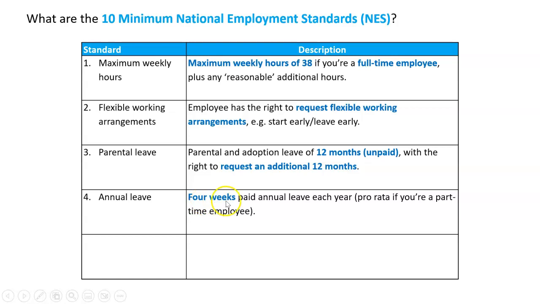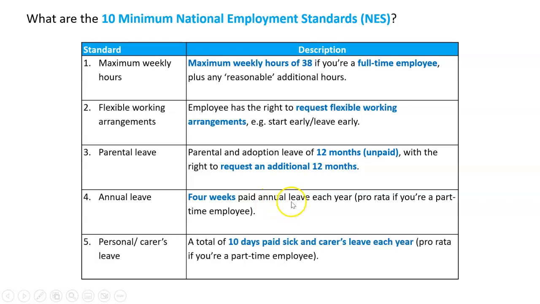Annual leave. In Australia, we get 4 weeks paid annual leave per year. We also put pro rata if you're part-time. So if you're just working half the time, then you would get 2 weeks. But in Australia, we're entitled to 4 weeks paid annual leave, which we just call holidays.